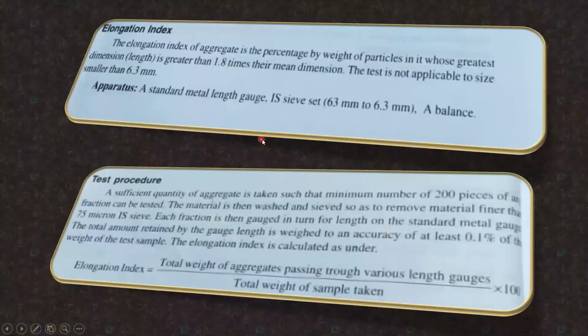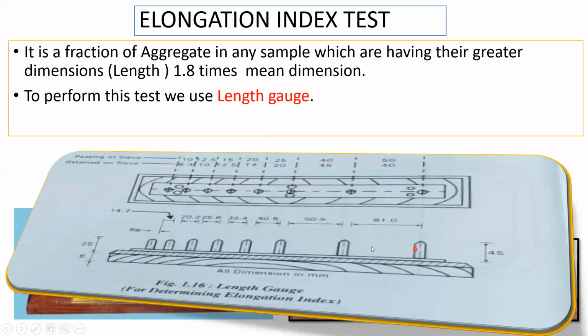So where is this 81 number slot? We'll see that. So this is my 81 number slot. Along the length of this, I'm going to pass my aggregates one by one. The one which is passing, we are not concerned with. The one which is retained, we are going to collect and keep aside. In that way, we have to try to pass each and every aggregate. And once all the aggregates have been finished, you are going to get a few aggregates which have been retained here. That means which were longer than 81 mm. Those aggregates you are going to weigh, and the weight of those aggregates we are going to name W2.